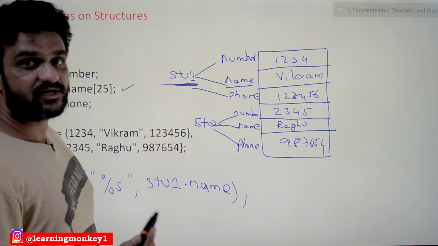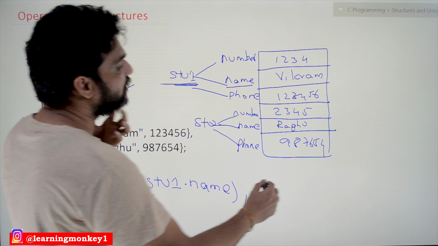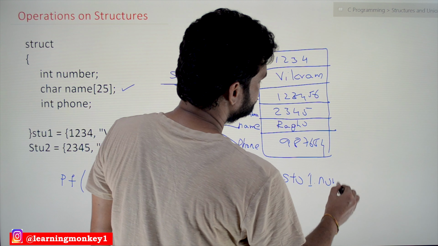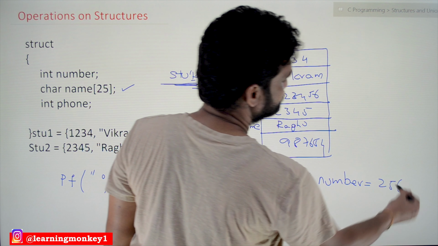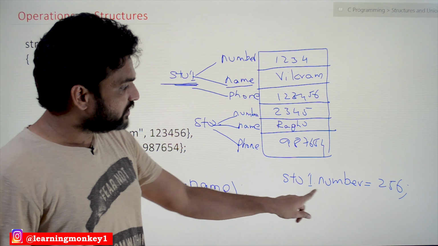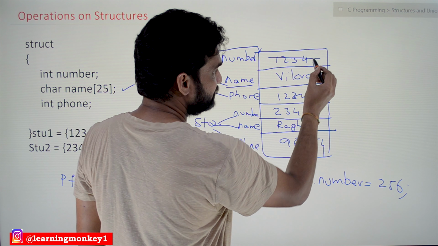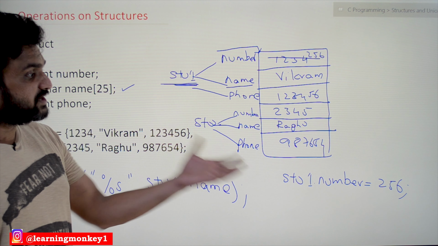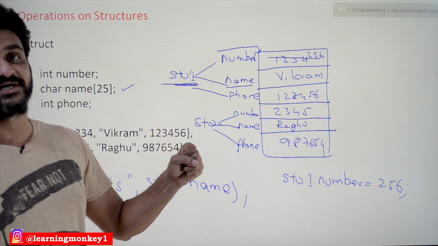Similarly, for example, if you want to update student 1's number value, how can we do that? It is stu1 dot number is equal to, for example, 256. With this, the value will get updated. In the sense, stu1 dot number means this is the member that we would like to access. Now the number will get updated to 256. Similarly, this can be used for scanning the members also.